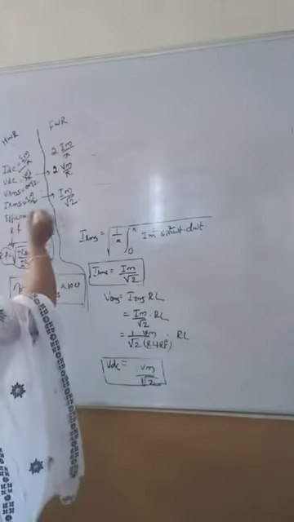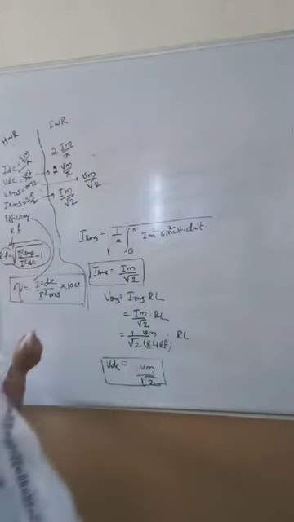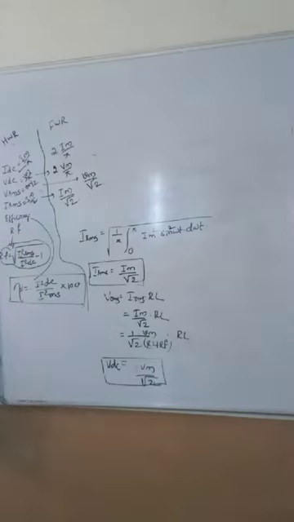So VDC value is Vm by root 2. This is VRMS value for full wave rectifier.